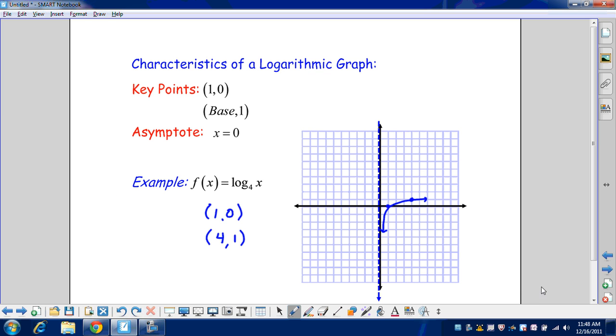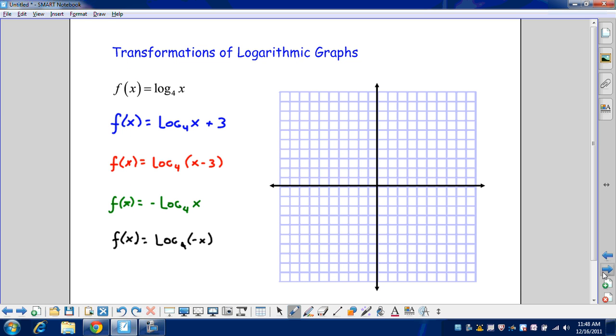Now let's talk about how to do the different transformations. We're going to talk about 4 transformations: shifts up, down, left, right, and then reflections over the x and over the y-axis. I've given you 4 examples over here on the left, and we're going to go through each one. First I want to copy over the graph that I had done on the previous page. We're going to start with log base 4 of x. So I had (1, 0), (4, 1), and curve up through like this.